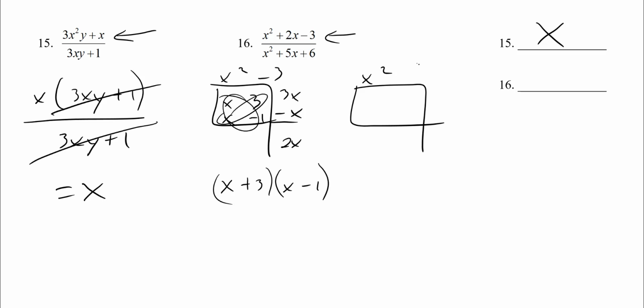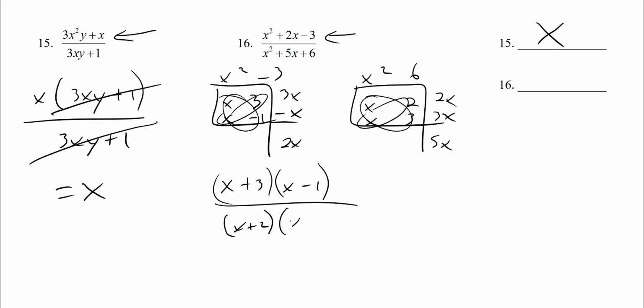Okay, and then the bottom, another factor box. So x squared, 6, 5x. So again, x and x. And 6 is going to be 2 times 3. Because 2x and 3x is 5x. Okay, so it's x plus 2, x plus 3. Okay, that's the top and bottom.